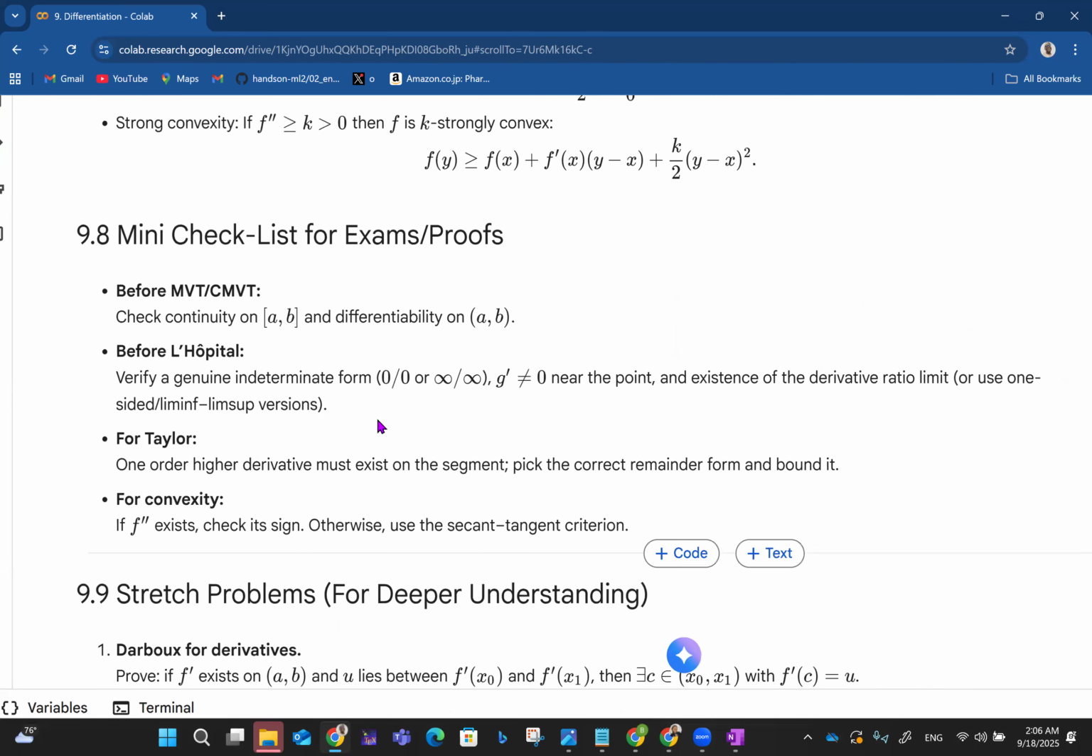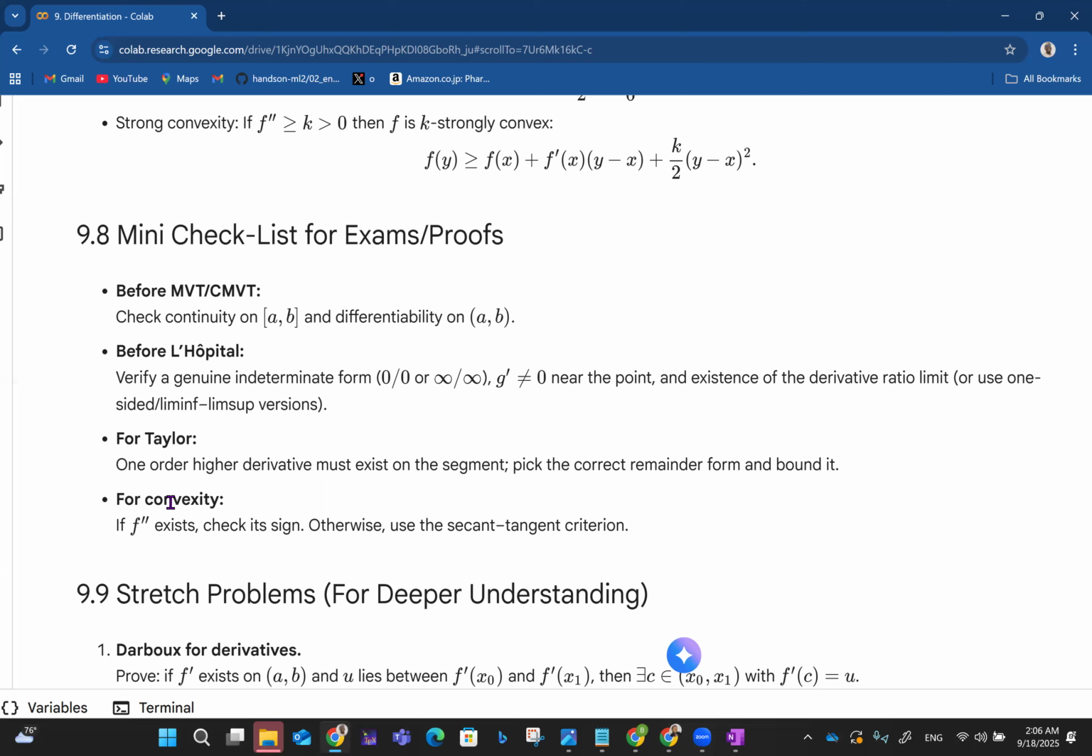So you want to check continuity. Before you prove the mean value theorem or Cauchy mean value theorem, you want to check continuity on the closed interval [a, b] and differentiability on (a, b), just like what I did in that example on the worksheet. Then before you do L'Hopital's, you want to verify a genuine indeterminate form. You want to be sure that by direct substitution, first of all, you either have 0 over 0 or infinity over infinity, and that g prime is not equal to 0 near the point, and existence of the derivative ratio limit, or use the one-sided limit or lim sup version. So don't use L'Hopital's rule when you can actually use regular methods.